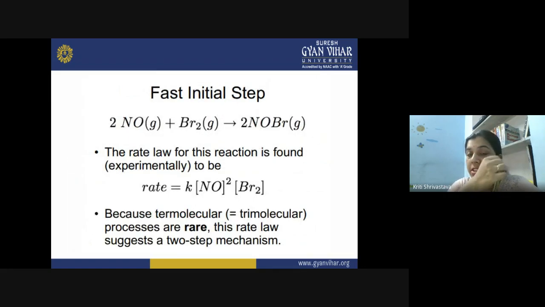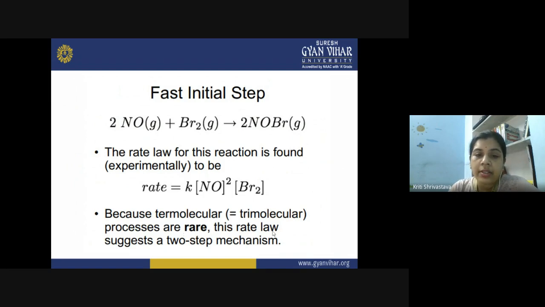Now, for the fast initial step, you have a second example. So now you see another example here: 2NO plus Br2 gives 2NOBr. The rate law for this reaction is found experimentally to be k[NO]^2[Br2]. So here, how is the bromine getting a place in the reaction mechanism? Again, this could be a question. NO squared, so two molecules of NO are involved. One bromine molecule is also involved. So this comes out to be that the reaction is termolecular in nature.